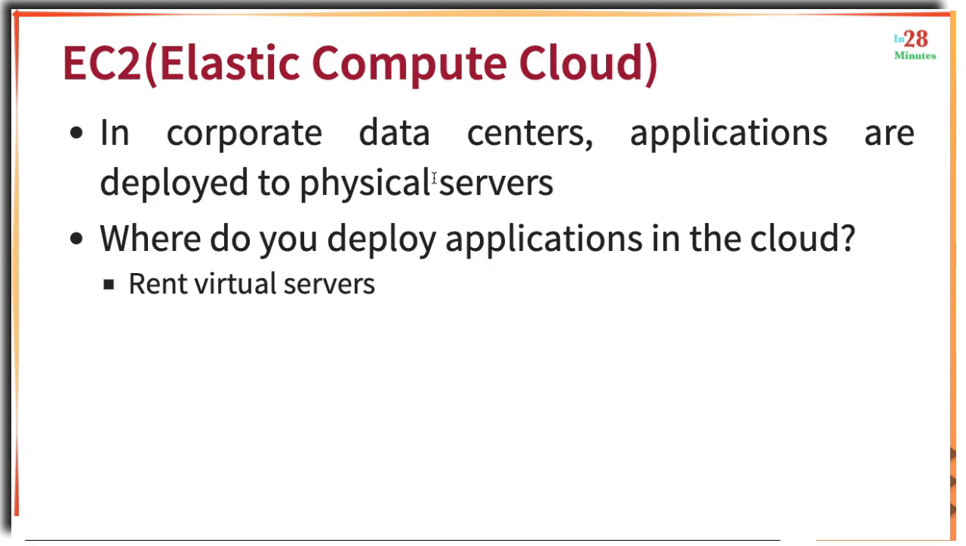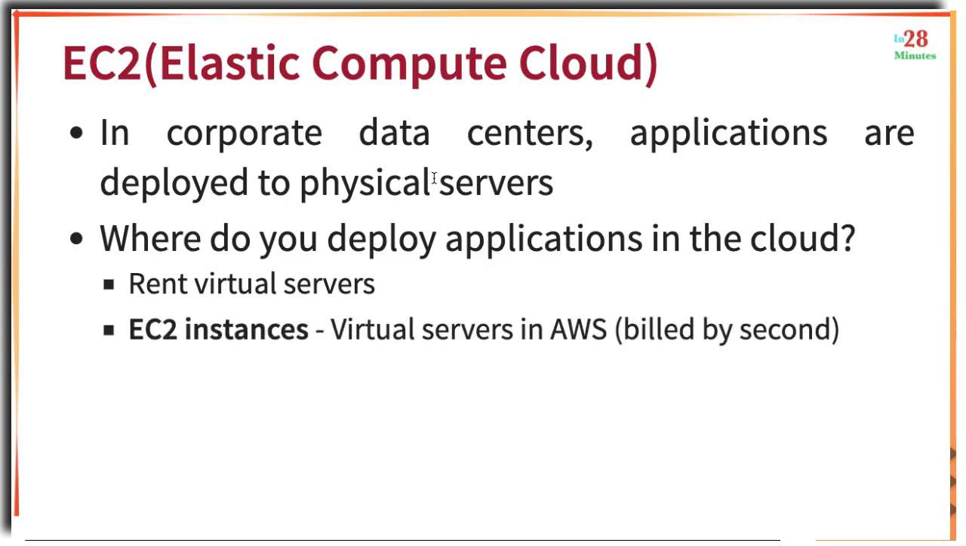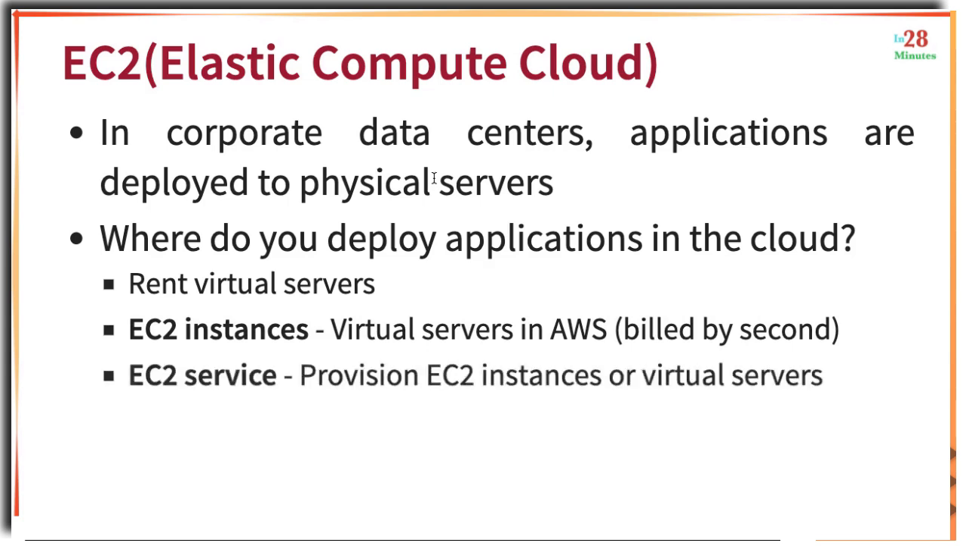In AWS, these virtual servers are called EC2 instances, Elastic Compute Cloud instances. And the service which we use to provision the EC2 instances is called EC2 service or just EC2. So whenever somebody refers to EC2, they refer to the service which is used to create the virtual servers in AWS. The virtual servers in AWS are called EC2 instances. These EC2 instances are billed by the second. So you can rent virtual servers in AWS and get billed for using them by the second.